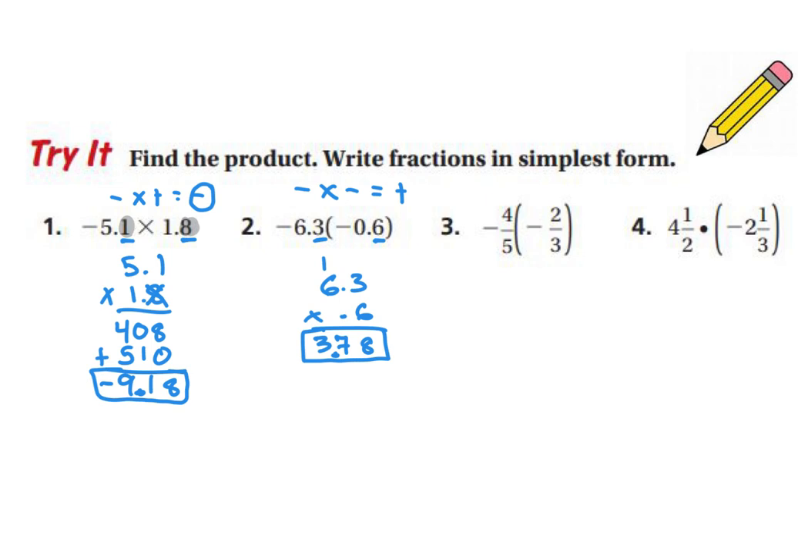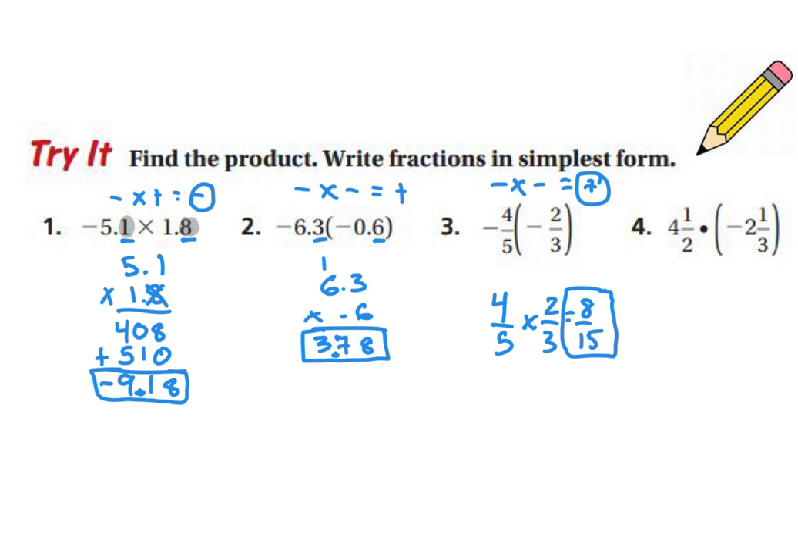Question number 3. I notice I have a negative times a negative, which is a positive. So I'm just going to multiply 4/5 times 2/3, and I get 8/15. A negative times a negative is a positive. So my product is just 8/15.